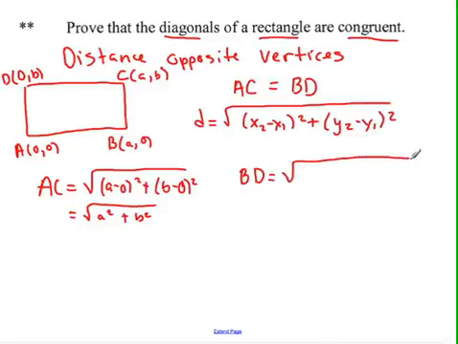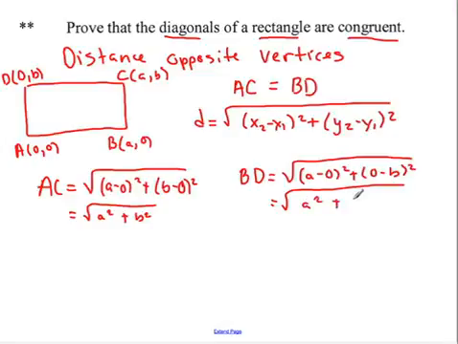So I'll look at the length, or the distance, from B to D. We'll do the same thing. We'll start off and say A minus 0 squared, plus in this case 0 minus B squared. I'll simplify one step. A minus 0 is just going to be A, so I'll have A squared. Over here I'll have negative B squared. That'll simplify one more step and just give me A squared plus B squared.